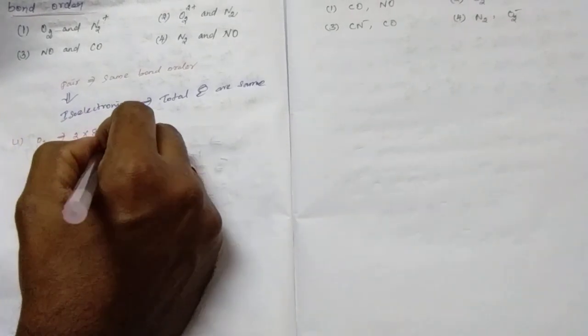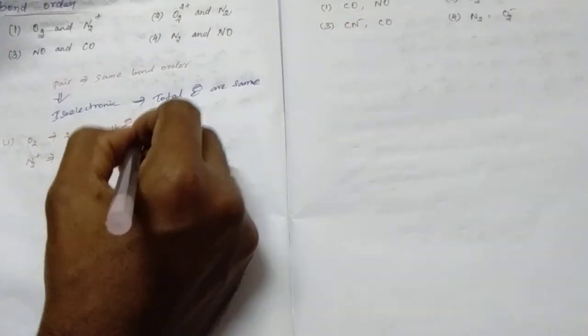First step, we need to calculate the total electrons. So first option: O2, oxygen 2 into 8, 16 electrons. Nitrogen N2 plus: 2 into 7, minus 1 because of the plus, so 14 minus 1, 13 electrons. So these have different total electrons, so this is not the correct answer.